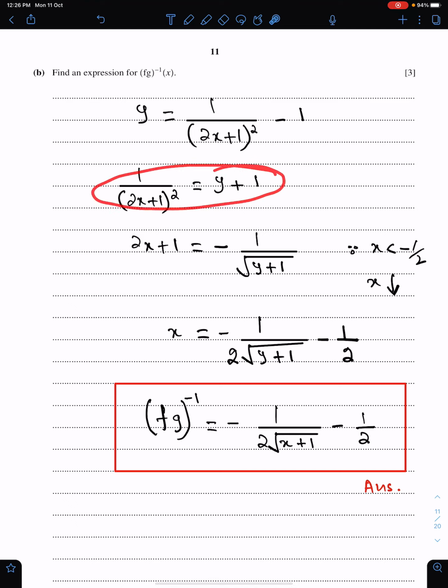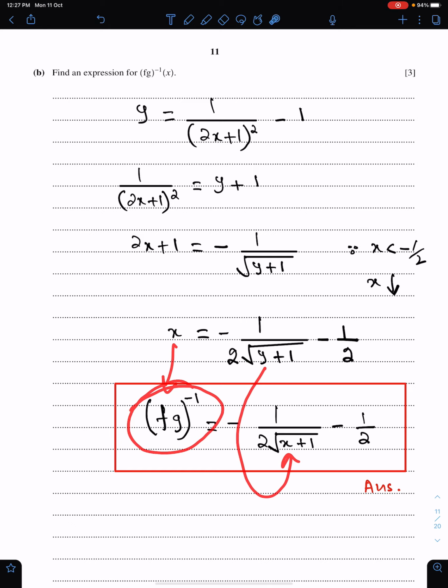After taking the reciprocal of this equation, we will get this equation. We took the reciprocal and we took the square root on both sides. We have to take the negative sign, because x is decreasing. Finally, we have made x the subject, and at the end, we need to replace x by fg whole inverse and this y by x. So make sure you replace y by x and this x by fg inverse. This is the expression for fg whole inverse.